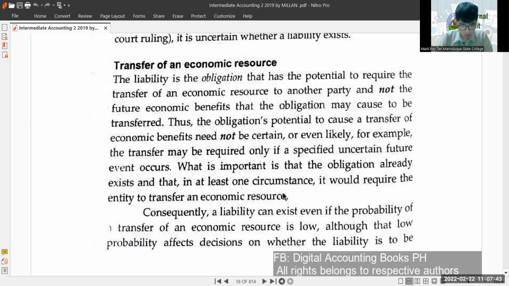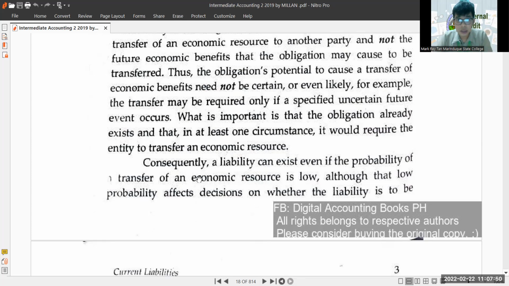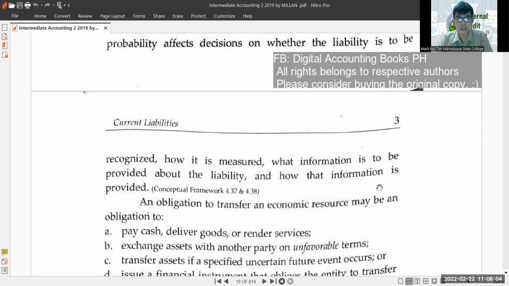Okay. Proceed tayo. Ayan. Consequently, a liability can exist even if the probability of transfer of economic resource is low. Yeah, pwede ka pa rin magkaroon ng liability kahit yung transfer of economic resource is low. Yan. That's clear naman.